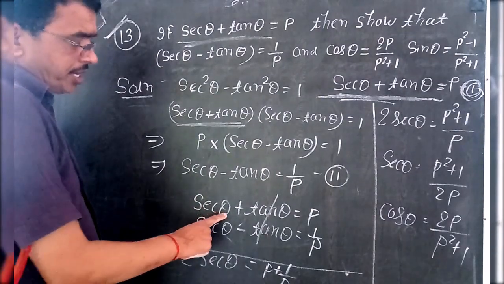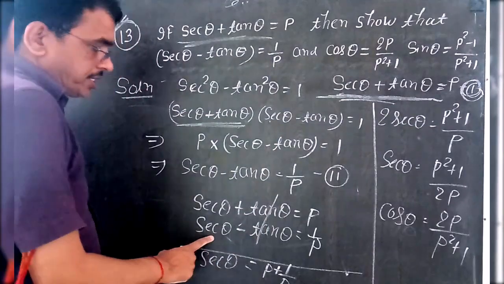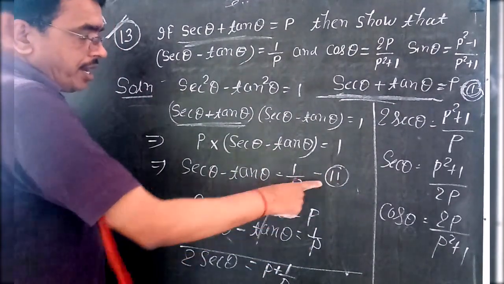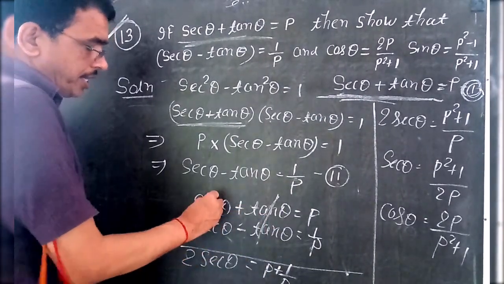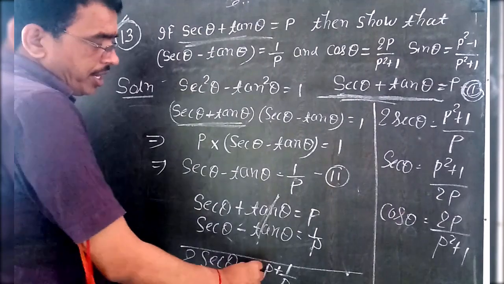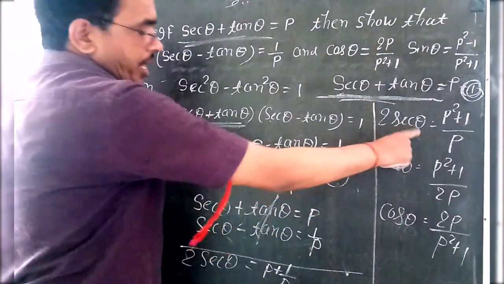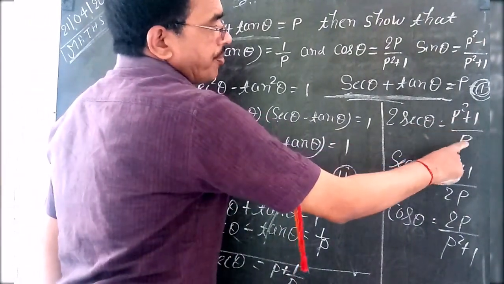Now sec theta plus tan theta is equal to p from equation first, and sec theta minus tan theta is equal to 1 by p from equation second. Adding both, plus tan and minus tan are cancelled, and 2 sec theta is equal to p plus 1 by p. So 2 sec theta, taking LCM, you get p square plus 1 by p.